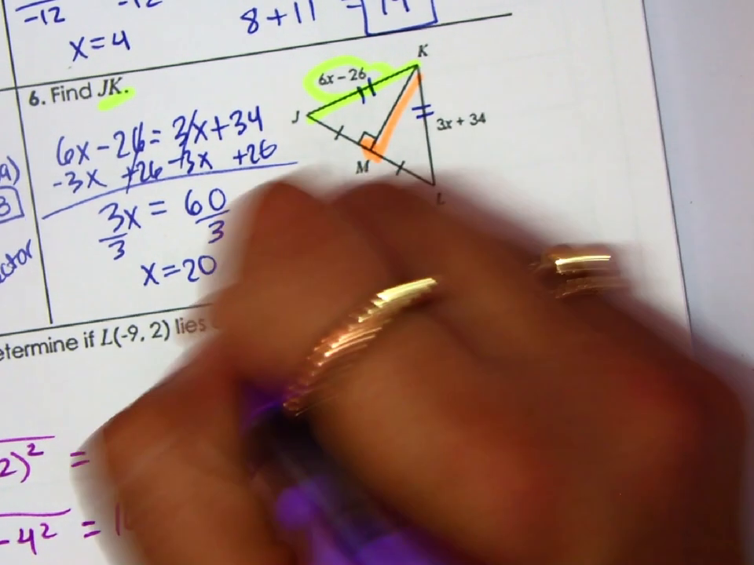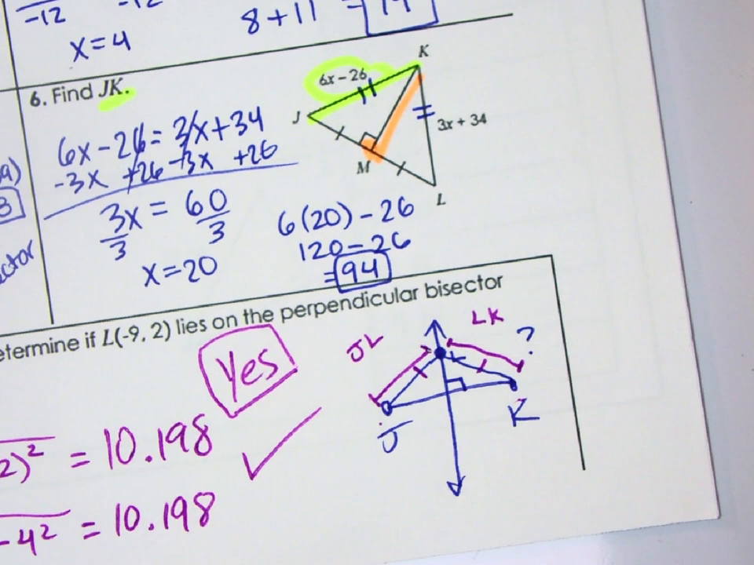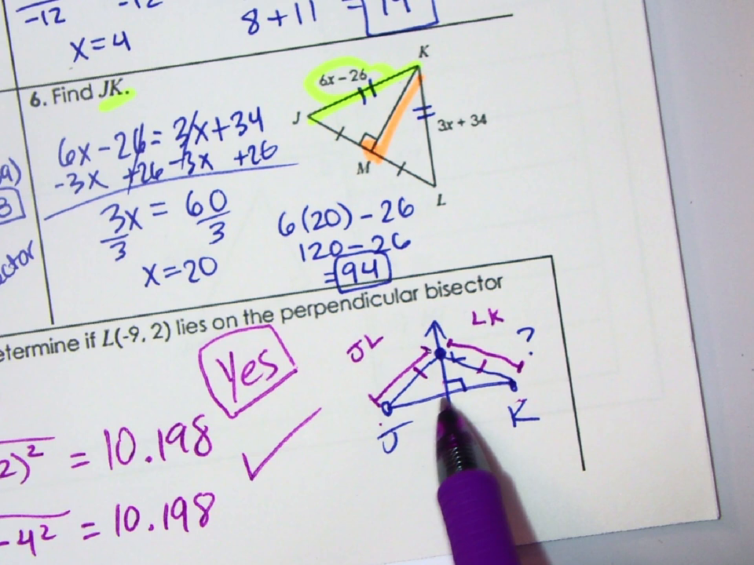We're going to say yes, point L is part of the points in the perpendicular bisector.